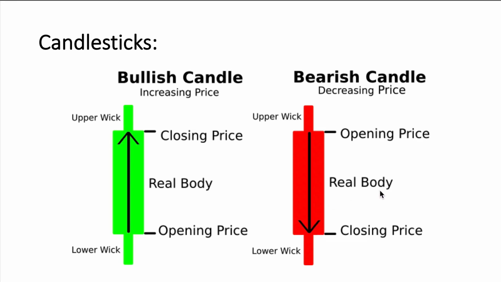The real body of the candle is between the opening price and the closing price. The upper wicks of the candles indicate the highest price during the time period, and the lower wicks of the candles indicate the lowest price during the time period. The size and shapes of the candles can provide valuable information to a trader.